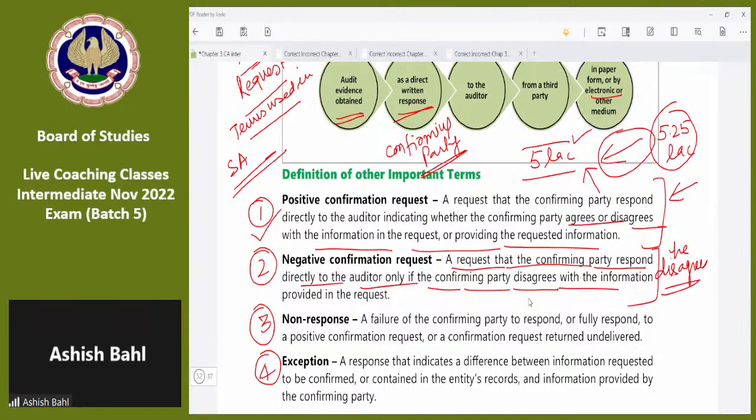Yes guys, are you able to hear me and are you able to see the screen?